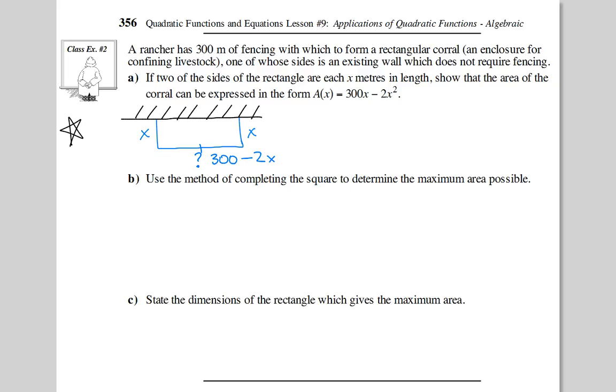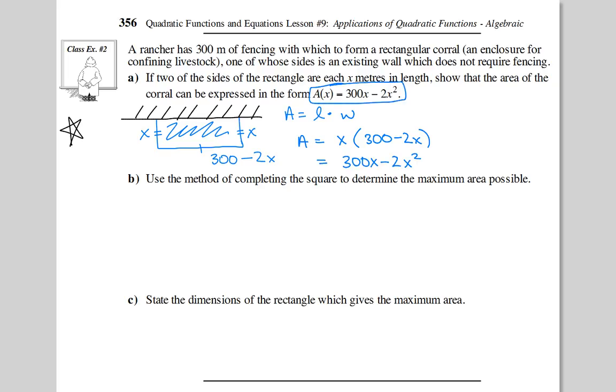Let me erase the question mark, and you have these two here that are the same. Any questions on that? So how to find the area of this pen? Length times width. I'll use a dot, not to confuse. So area would be x times 300 minus 2x. Multiply through with distribution, and you got 300x minus 2x squared. This is what they wanted us to show.